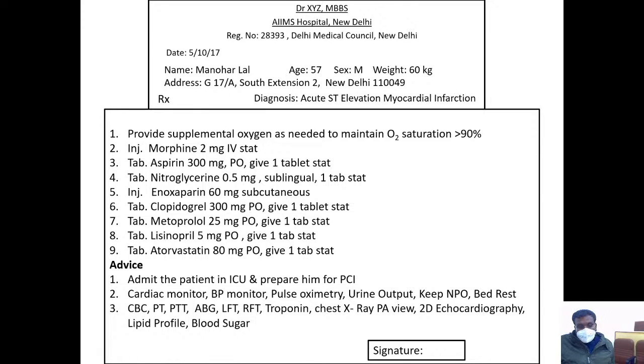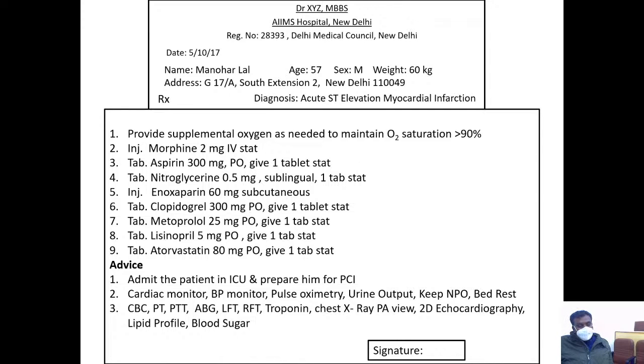Then a beta blocker to decrease the cardiac workload and the heart rate, and it decreases the oxygen demand: metoprolol 25 mg per oral, give 1 tablet to start. The patient also has hypertension, BP is 160/90, so we give lisinopril 5 mg per oral, 1 tablet to start. And atorvastatin 80 mg per oral, a hypolipidemic drug. So first we have to administer all these drugs.